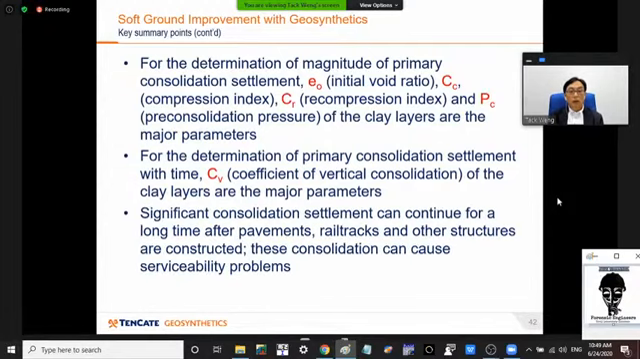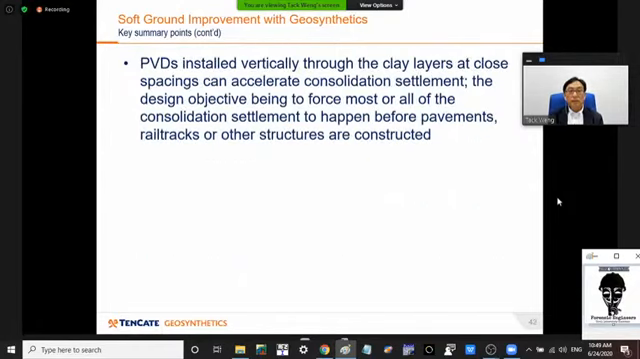Significant consolidation settlement can continue for a long time after the pavements and rail tracks are built, and this is undesirable because it will cause serviceability problems. PVDs are installed vertically through the clay layers at close spacings, and this speeds up the consolidation, with the design objective to force most of this settlement to happen before you start putting on the pavements, rail tracks, and other structures on the embankment.